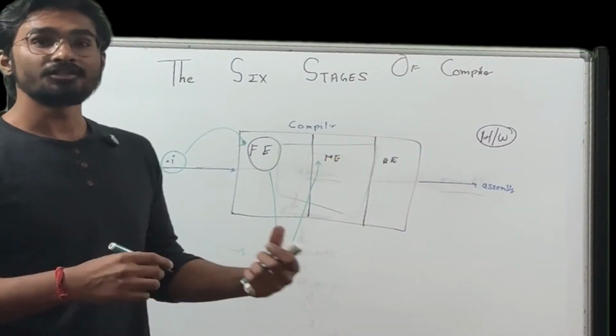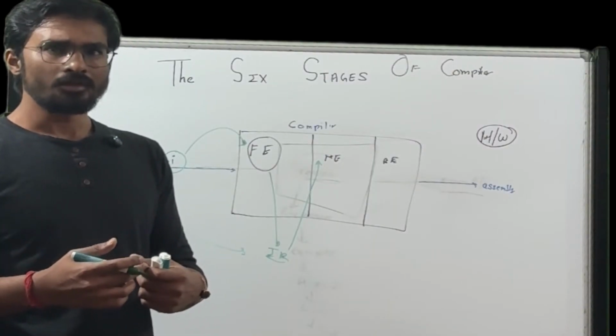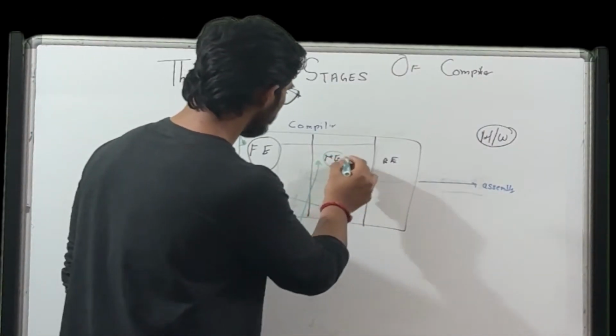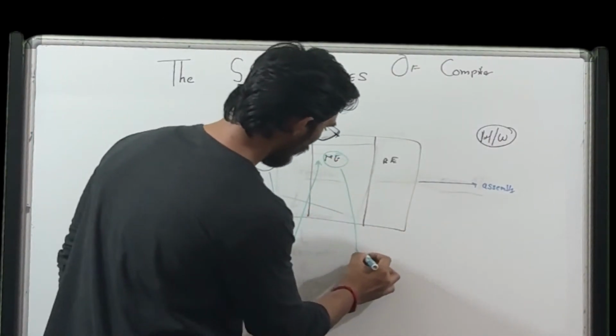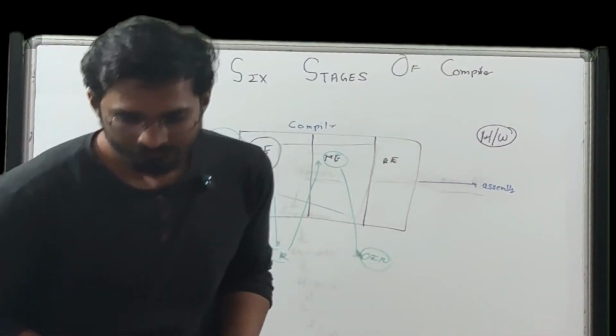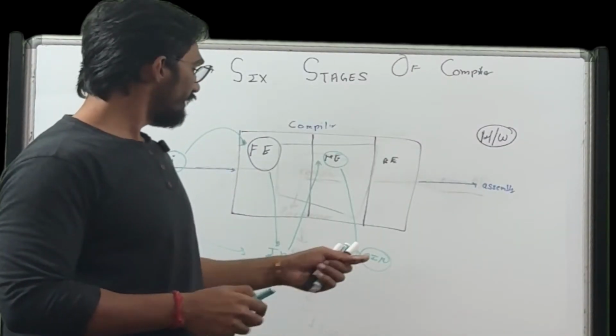What does the middle end do? It runs target independent optimization and generates one optimized IR. Generates one what? Optimized IR.